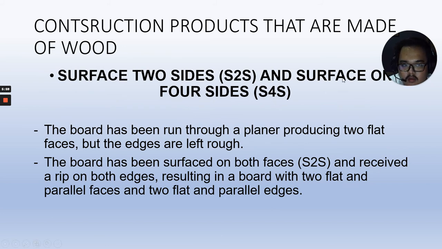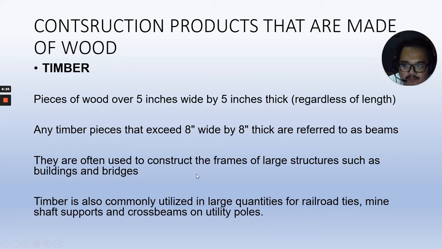Surfaced 2 sides and surfaced 4 sides, which we commonly use as S2S and S4S. The board has been run through a planer producing 2 flat faces, but the edges are left rough. The board has been surfaced on both faces, S2S, and received a rip on both edges, resulting in a board with 2 flat and parallel faces and 2 flat and parallel edges.